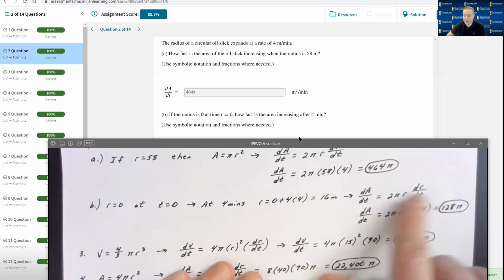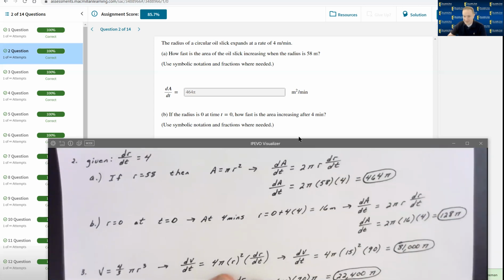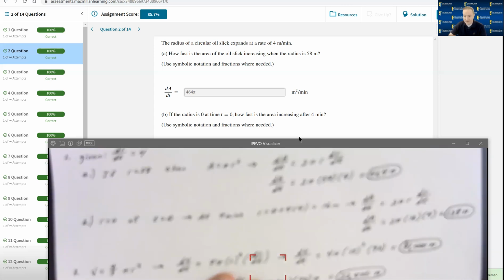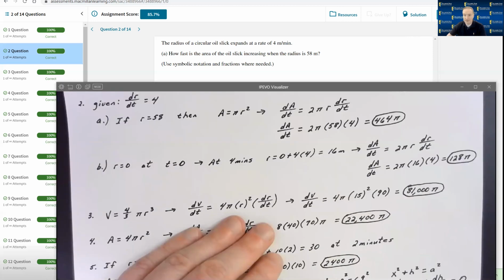Now I plug that back into the exact same formula that I had before. The only difference now is my radial length. It's 16 instead of 58. When I multiply that through, I'll get my 128 there. Let's see if I can make that a little more clear. There we go. And you can see on Achieve, I put the 128 pi and Achieve liked it.